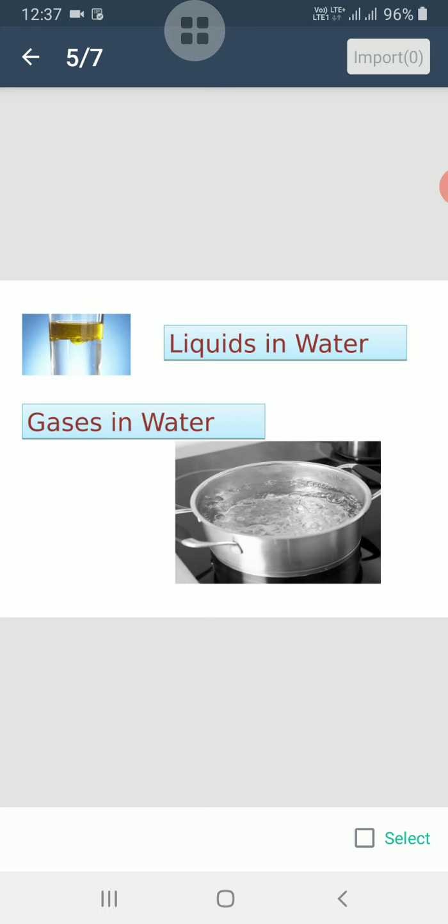For example, liquids like glycerin and alcohol dissolve in water. However, some liquids when mixed together do not dissolve in each other, like kerosene oil and vegetable oil, which do not dissolve in water. They will form a separate layer above the water. Now gases in water.